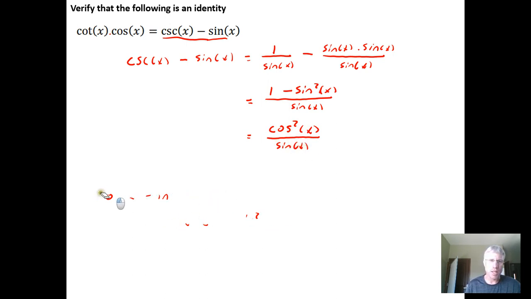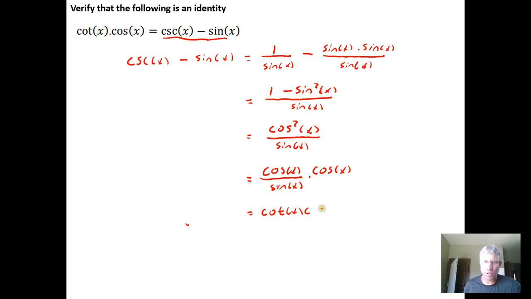And I need a product of two functions. So I want to break this up so it looks more like a product. I'm going to break it up with a cosine of x over the denominator sine x times, this was cosine squared, so I need to be times a second cosine function. And cosine over sine is the definition of the cotangent. And this is cotangent times cosine, which is what I had on the left-hand side. So I have verified the identity.